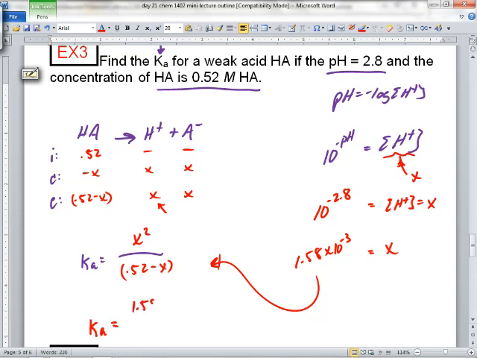1.58 times 10 to the negative 3. Let's square it. At 0.52 minus 1.58 times 10 to the negative 3.